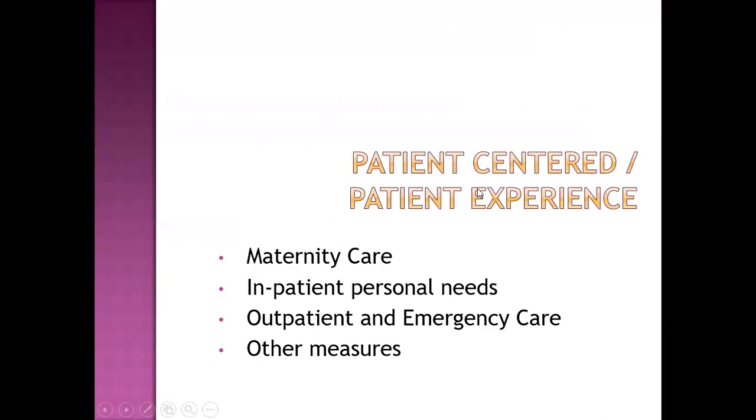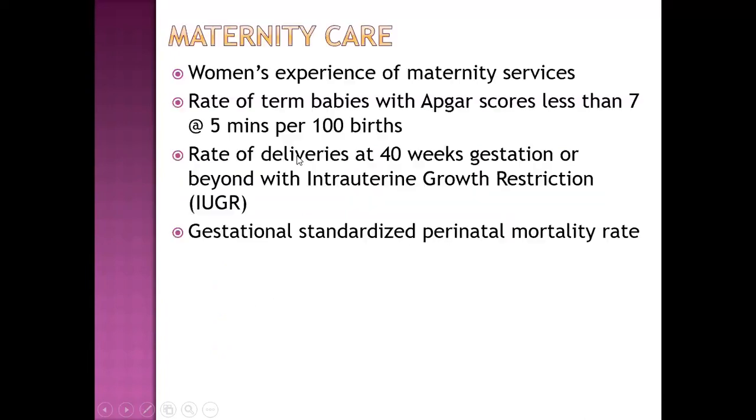Then patient-centeredness, or indicators related to patient experience. These include maternity care, in-hospital personal needs, outpatient and emergency care, and other measures. So these are the headings under which I'll describe the indicators for patient-centeredness. For maternity care, we can measure women's experience of maternity services. We can measure rate of term babies with Apgar score less than 7 at 5 minutes per 100 births, rate of deliveries at 40 weeks gestation or beyond with IUGR, gestational standardized perinatal mortality rate.